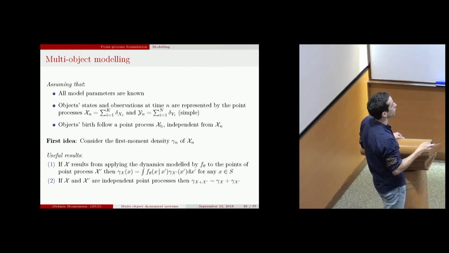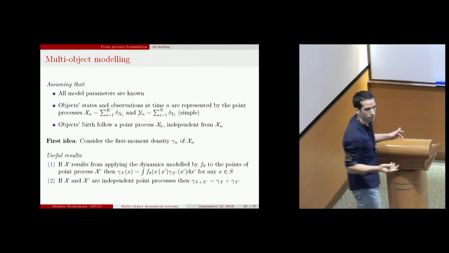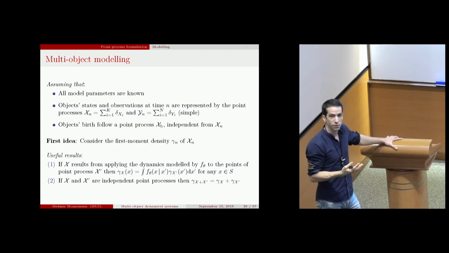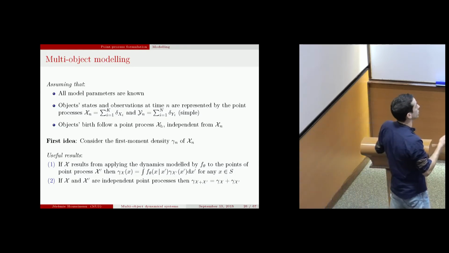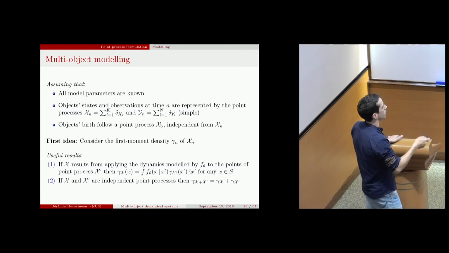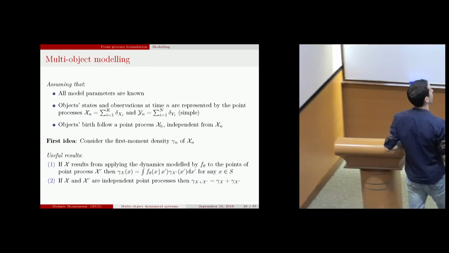We can just apply this to the first moment, and you can quite easily prove that you just need to apply the dynamics to the first moment of x prime, and you get the first moment of x. So that's nice. That means it's feasible to apply it to a dynamic problem, right? Because you can do prediction basically. It's a sort of Chapman-Kolmogorov equation, but here you don't have a probability measure. You don't have a probability density. You have a first moment, but it works just the same.